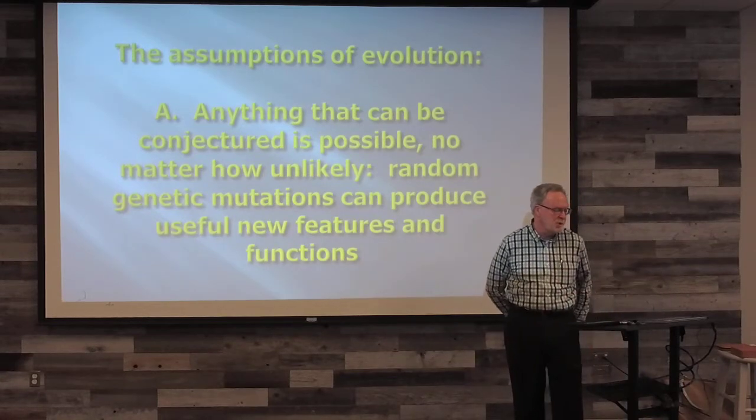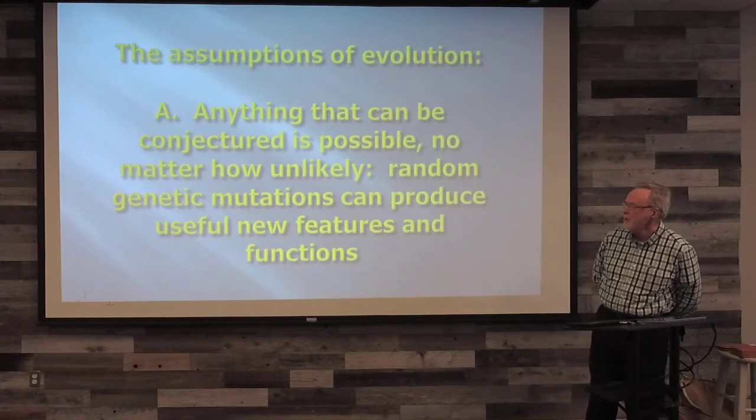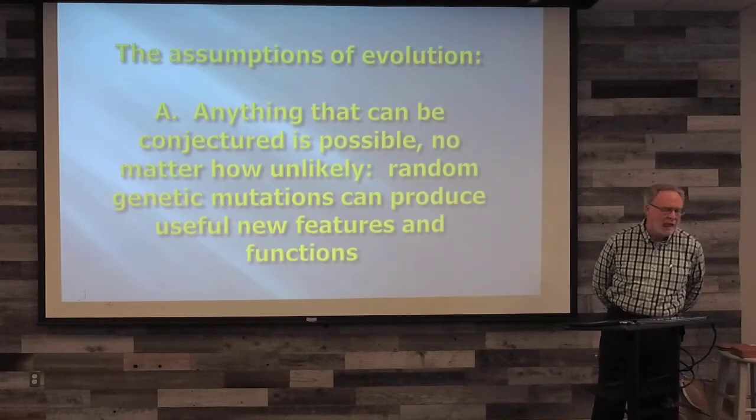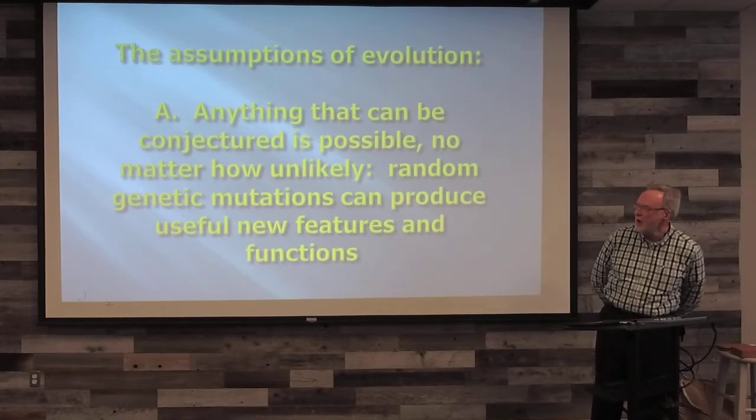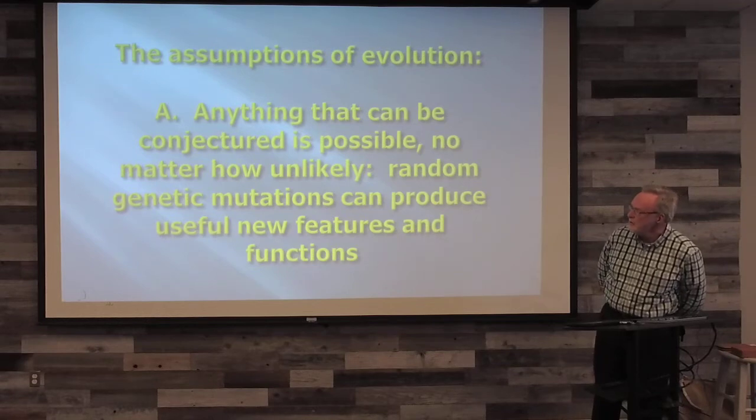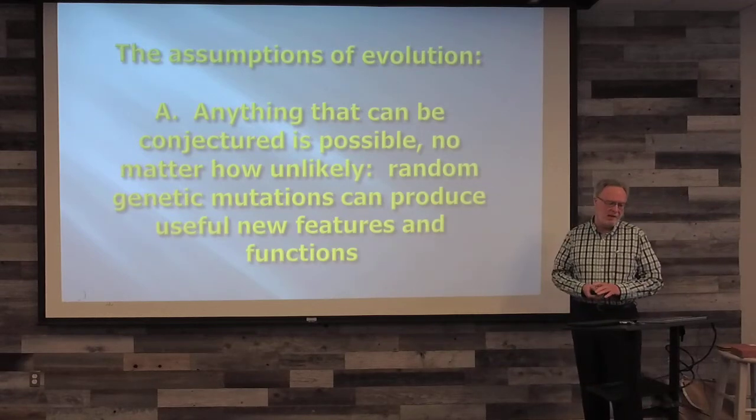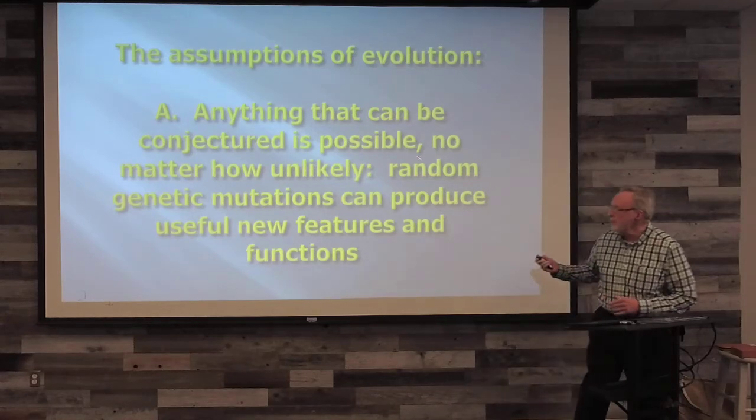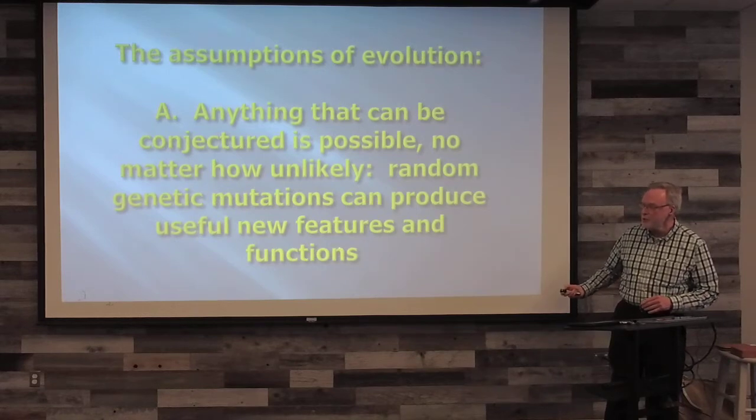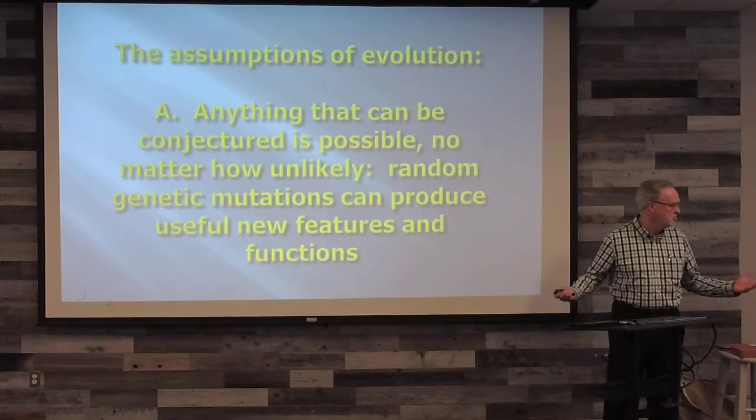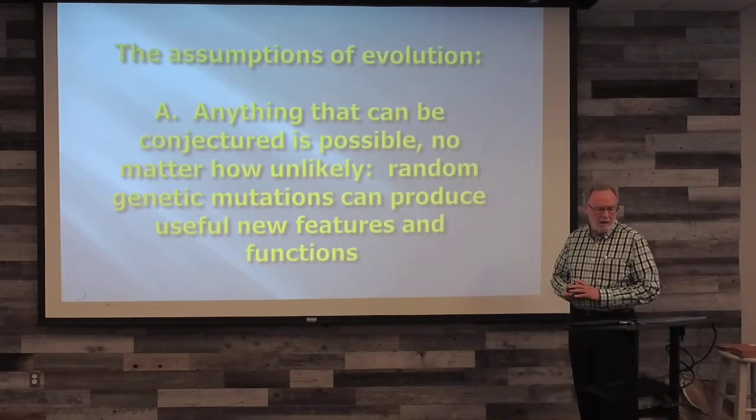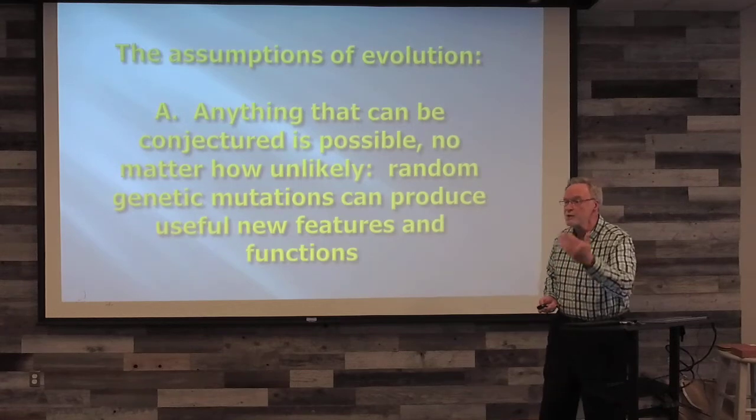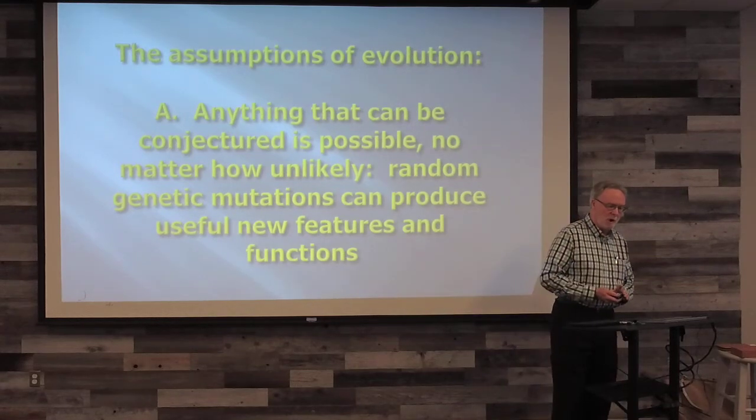I'm going to very quickly just introduce you to these, and then we'll pick it up. I'm not going to spend a lot of time on these. I think you would find this a little less interesting unless you're really into philosophy of thought. But here's the first one. Anything that can be conjectured, anything that I can theorize, is actually possible. More specifically, therefore, random genetic mutations can produce useful new features and functions. Now that could be true. I'm just telling you, you cannot assume that it is true. Here's why.